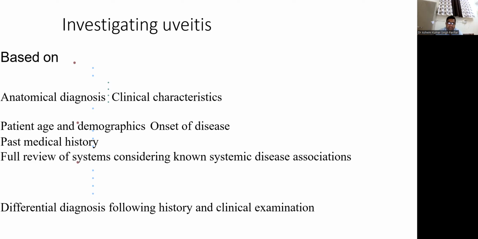Is there any past medical history or similar history of episodes of uveitis in the past? And a full review of the systems, considering known systemic disease associations, if there are any, which I have already mentioned, can present with uveitis. A differential diagnosis following history and clinical examination should be made, and based on that, the different investigations should be conducted to make the appropriate diagnosis, which is mandatory for the right treatment of the patient.